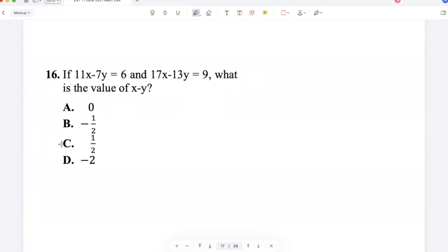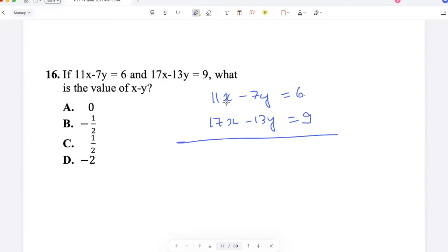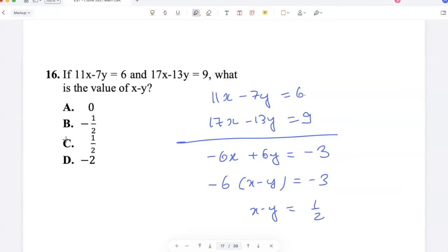If this is true and this, what is the value of x minus y? So 11x minus 7y is 6. And 17x minus 13y is 9. What is the value of x minus y? Okay. So let me just try and subtract the two equations. So I'll get minus 6x plus 6y is -3, right? So if I take minus 6 common, x minus y is -3. So x minus y is 1/2, right? So option C.